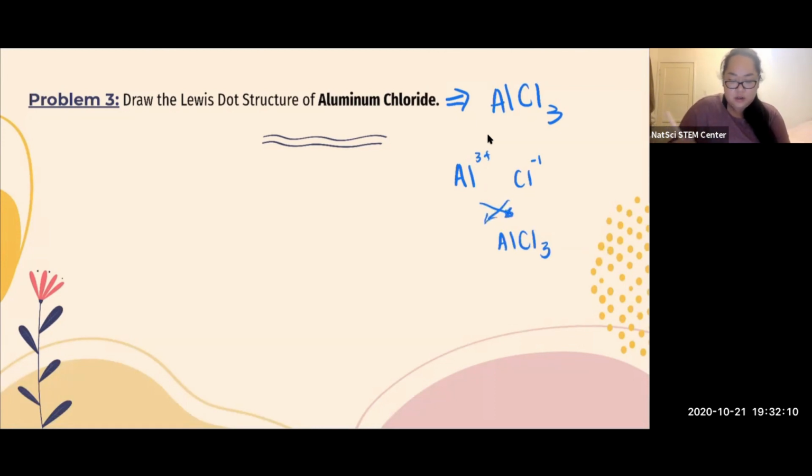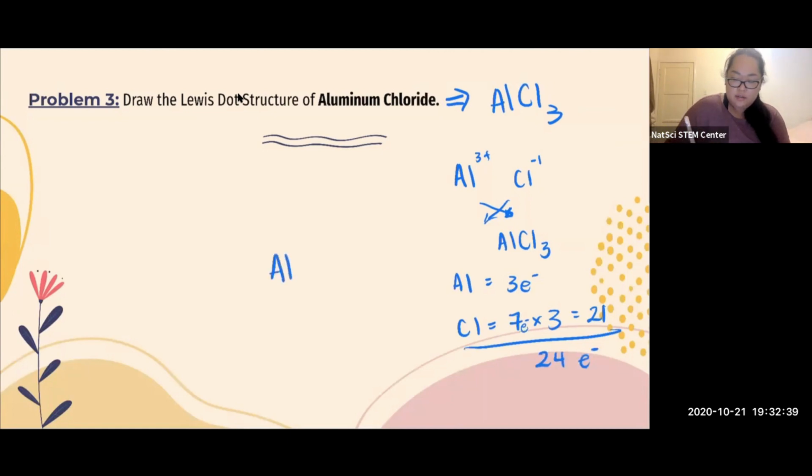Okay, so how many valence electrons do we have? Aluminum has 3. Chlorine has 7, times 3 is 21. Total is 24. When you're drawing it, Al is your central atom, with chlorine, chlorine, chlorine around it. How many electrons do we put around chlorine?